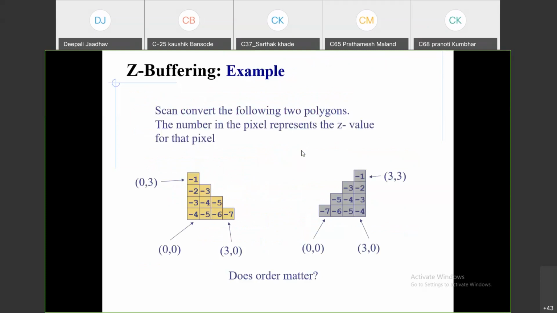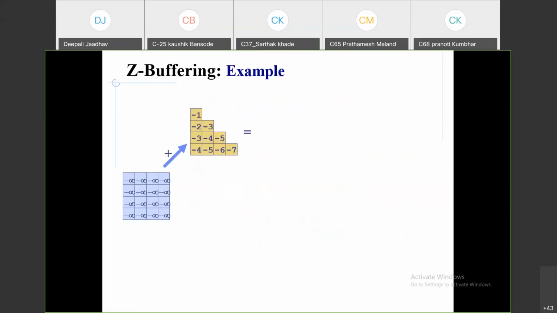Now we are going to see it with an example. Suppose we initialize all the z buffer with minus infinity. So minus infinity, 1, 2, 3, 4 and this 4, so a total of 16 pixels are considered here. It is only the z buffer, not the frame buffer, that is shown here. The frame buffer stores the actual color of that polygon. So the z buffer initializes all 16 pixels to minus infinity, and these are the z values of the polygon.